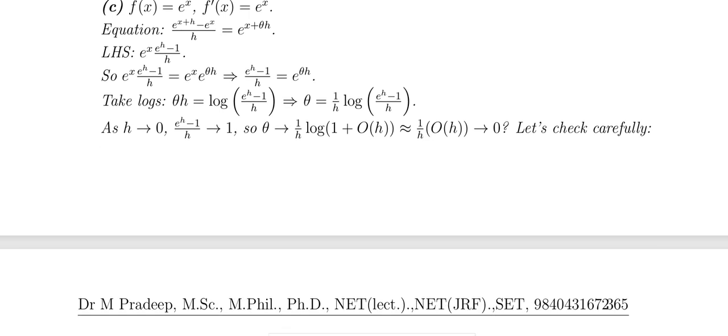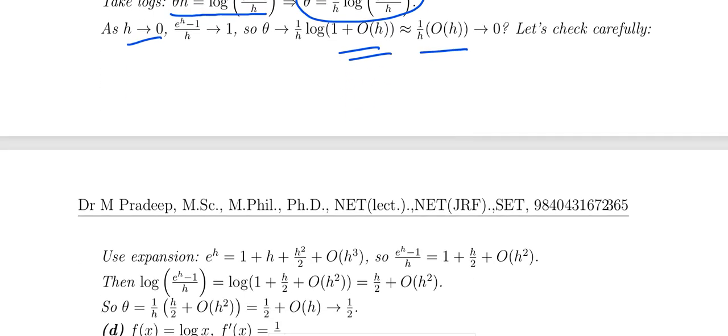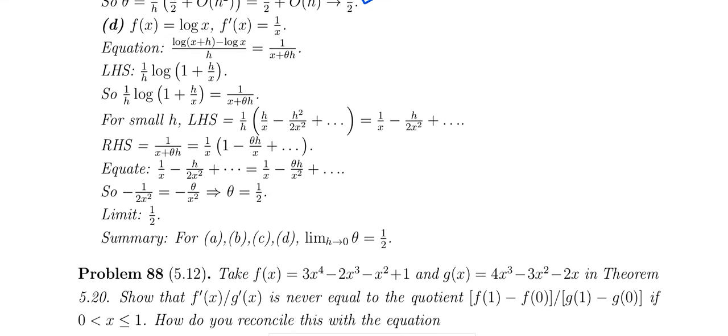For e power x, we get e power theta h equal to e power something. To eliminate e power, we take log on both sides. So theta equals 1 by h log of e power h minus 1 divided by h. As h tends to 0, theta approaches 1 by h log of 1 plus O of h, where O of h approaches 0. So once again we get theta approaches 1 by 2. Okay. And for log x, similarly, theta is 1 by 2. So that is the conclusion for a, b, c, d: limit h tends to 0, theta is always 1 by 2.